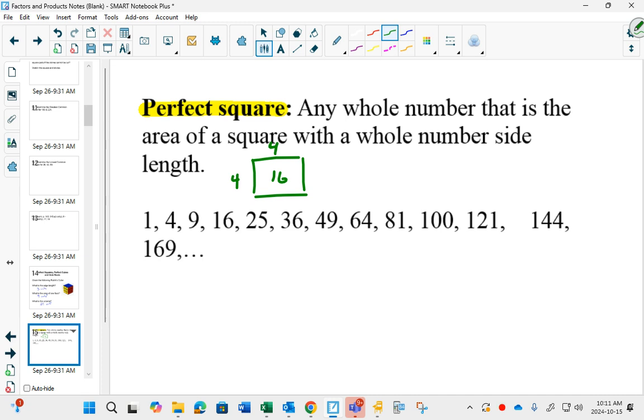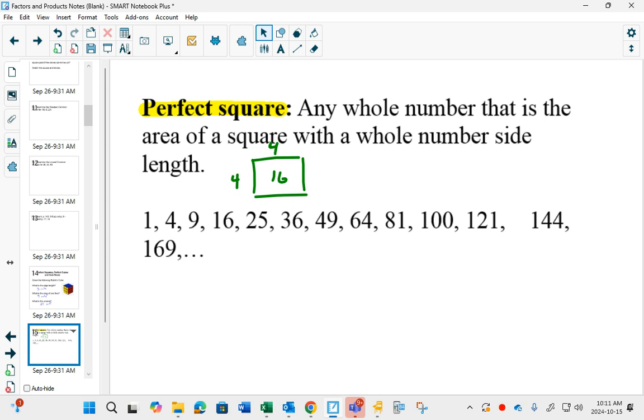Recognizing these numbers and knowing how to do mental math with them will be very important moving forward. So when you see 81, do you know that that's 9 times 9? Probably 100 you know is 10 times 10. Can you recognize these perfect squares?